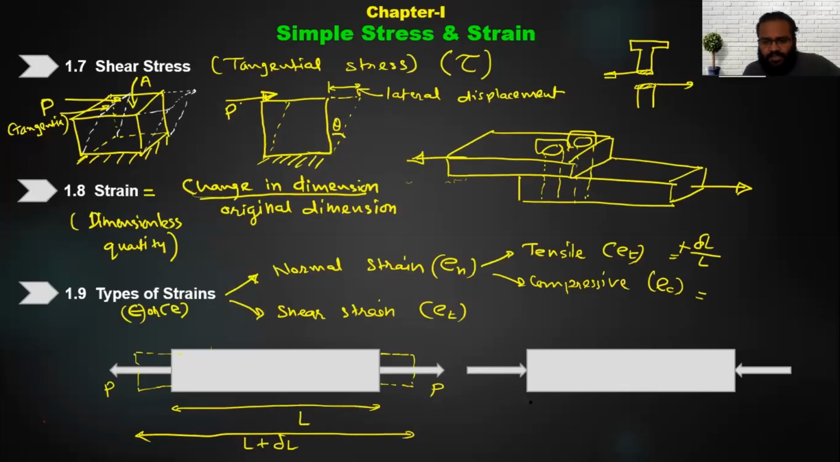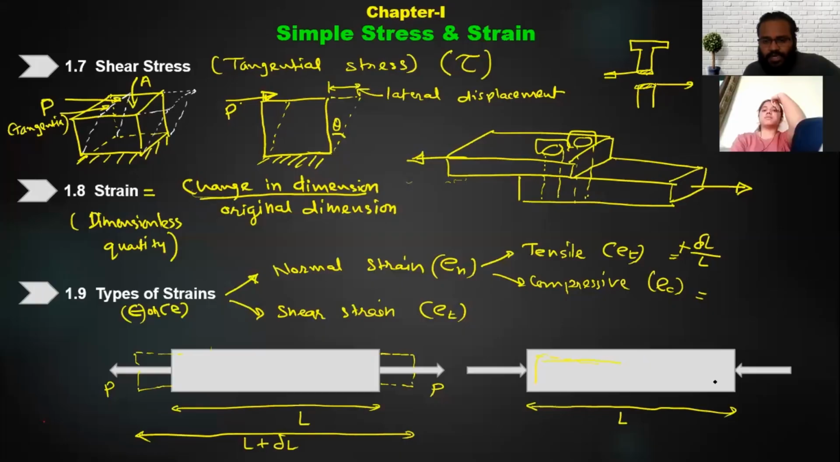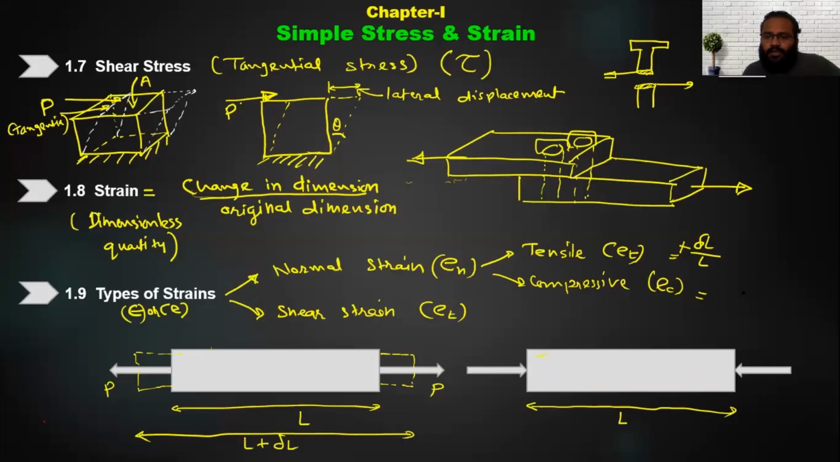But in this particular case, what will happen? It is going to decrease. So for example, here if this length was L, after the application of the load it is going to decrease in length. If the length decreases, then in that case I can simply write minus delta L upon L, which will be decreased. So strain can be positive or negative based on either increase or decrease.